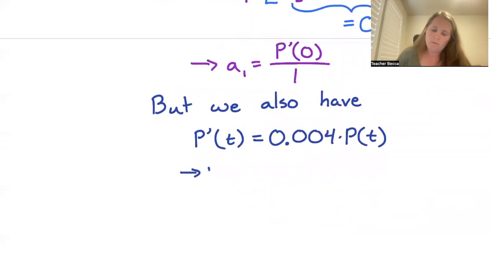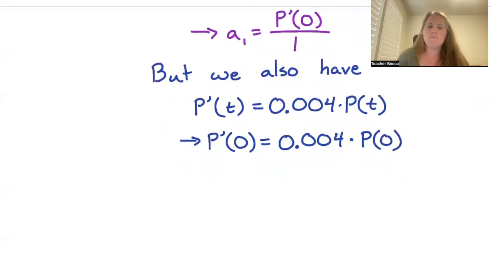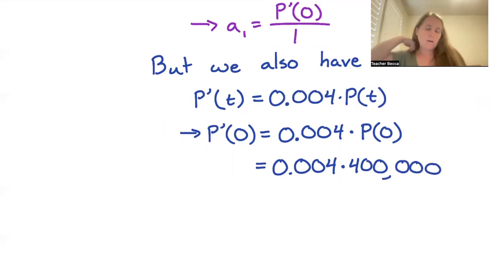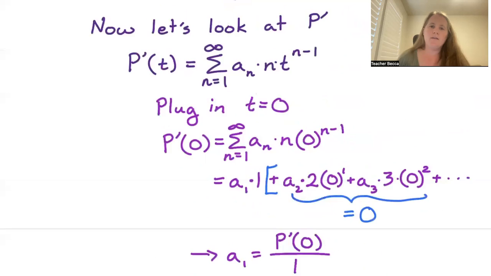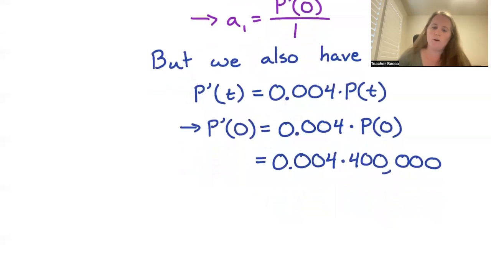So we have that P prime of 0 should be equal to 0.004 times P of 0, or 0.004 times 400,000. So what we get then is that our a sub 1 is P prime of 0, or 0.004 times 400,000 over 1.